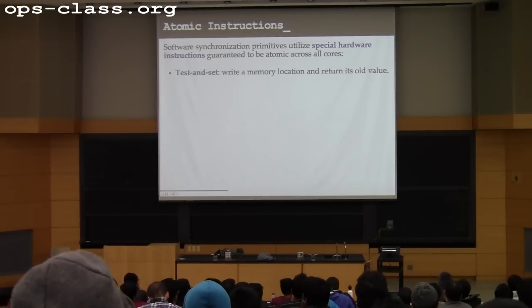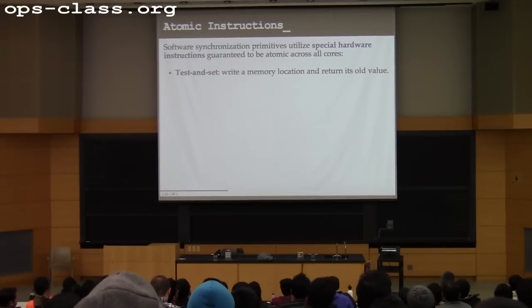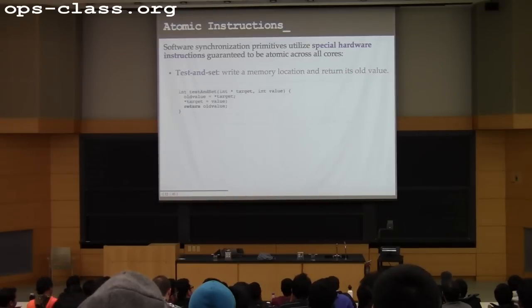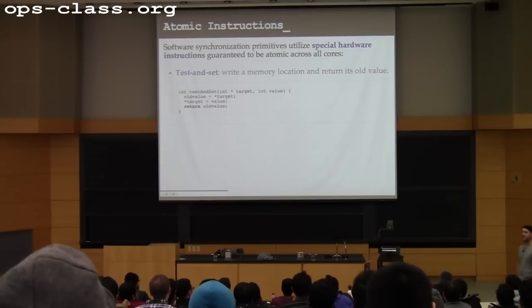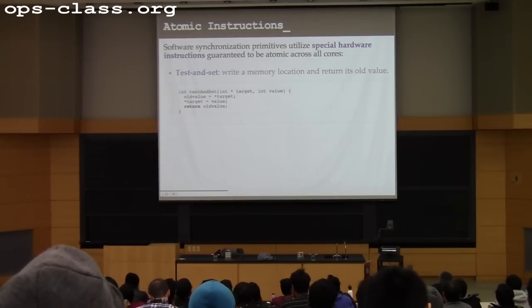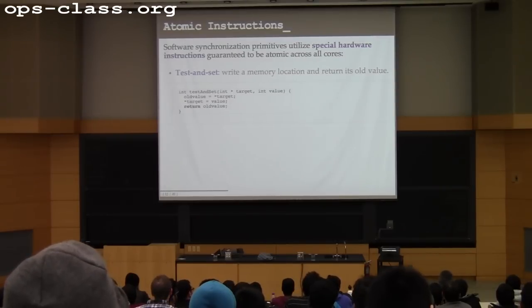So let me give you a couple of examples of these, right? The first is what's called an atomic test and set. A test and set writes a memory location and returns its old value, right? And the idea is that the underlying hardware will ensure that this instruction is atomic with respect to other cores that are accessing the same memory location. So you can see, even if I write this out in C code, so this is C pseudocode for the test and set instruction.